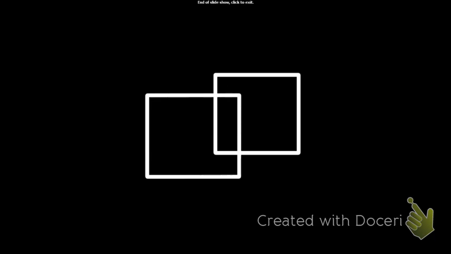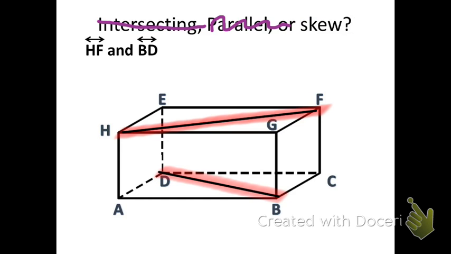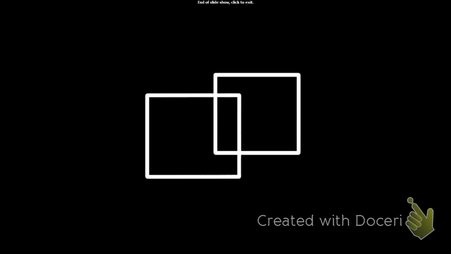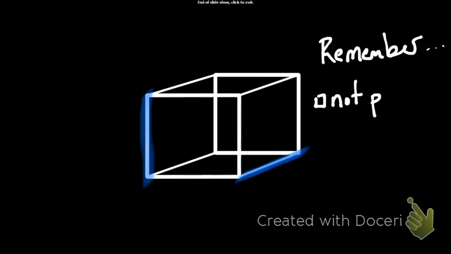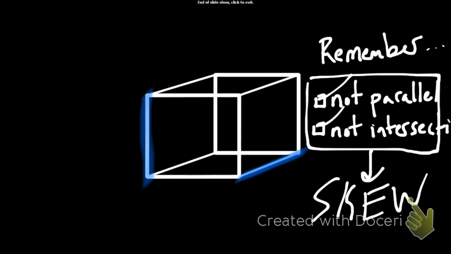So let's review something about skew lines here. And you can draw this yourself by drawing two squares. I'll show you again. Draw two squares and then connect the vertices that correspond with parallel lines. And look at these two highlighted lines. First, ask yourself if they're intersecting or parallel. If they're not parallel and they're not intersecting, the only other option is skew.